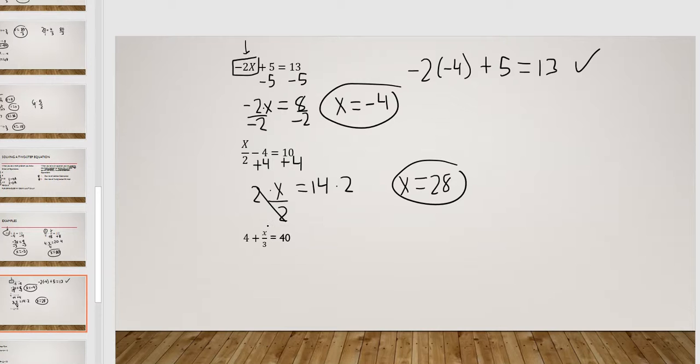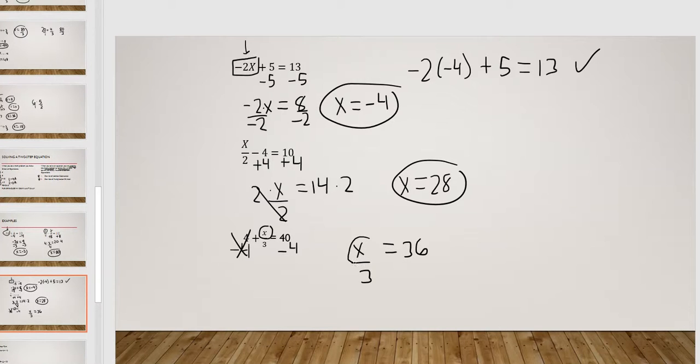And on the last one, here's our variable. Our variable is being divided by 3, but before we get rid of that division, we're first going to get rid of the 4 by doing a subtract 4. 4 minus 4 is what cancels out the 4. And because we did a subtract 4 on the left side, we have to do a subtract 4 on the right side. X divided by 3 equals 36.